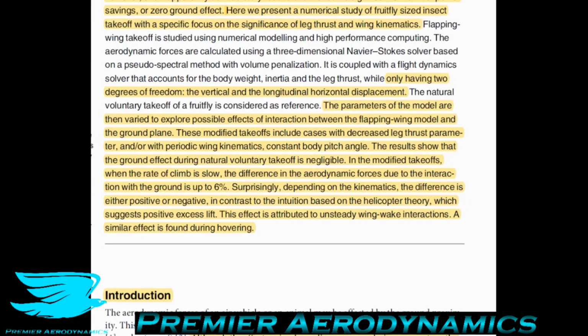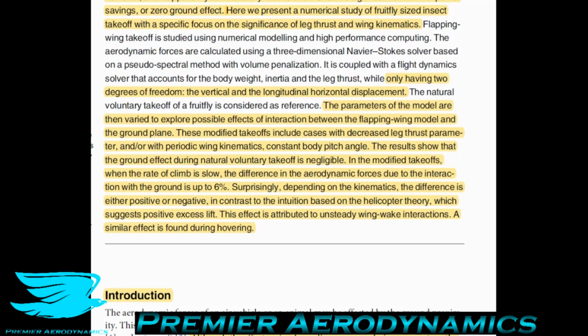And they go on and say the parameters of the model are then varied to explore possible effects of interaction between the flapping wing model and the ground plane. These modified takeoffs include cases with decreased leg thrust, so the insect isn't jumping as high into the air, and/or periodic wing kinematics, constant body pitch angle. The results show that the ground effect during natural voluntary takeoff is negligible. So when a fruit fly just jumps off the ground into the air, as a regular takeoff, there's negligible ground effect.